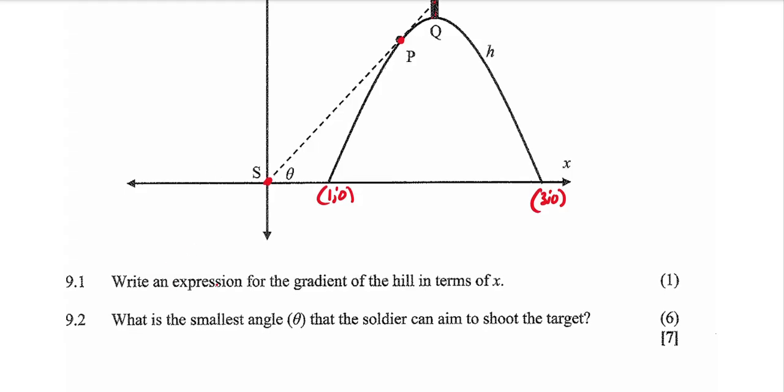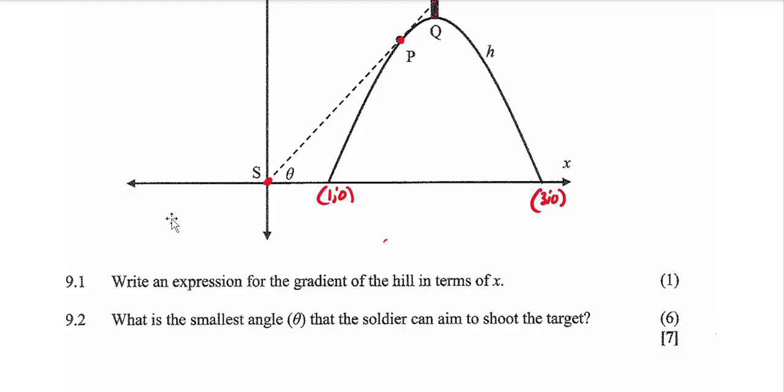9.1. Write an expression for the gradient of the hill in terms of x. For the expression of the gradient, we know this is a parabola, guys. We all know that this is a parabola, and we know that the gradient of a parabola is the first derivative. Do you get me?